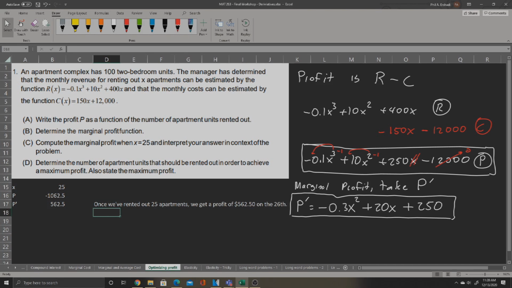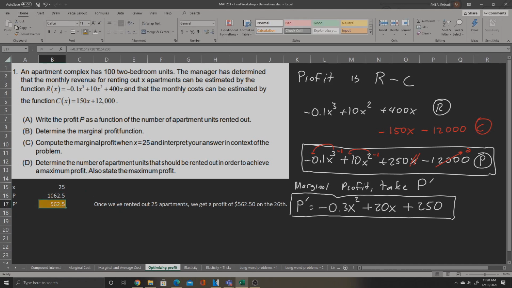So anytime you're doing marginal anything, that means these 25 have already happened, and this P prime, which is going to be our answer for that problem, is going to tell us how much money we're making on the next one after 25. So on the 26th apartment, we make a profit of $562.50.